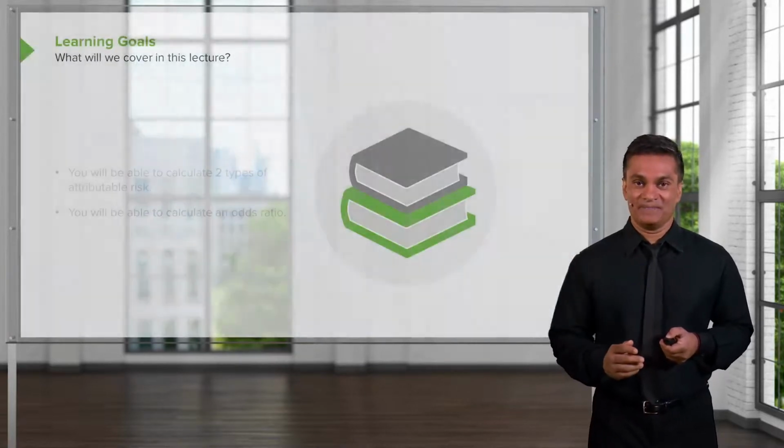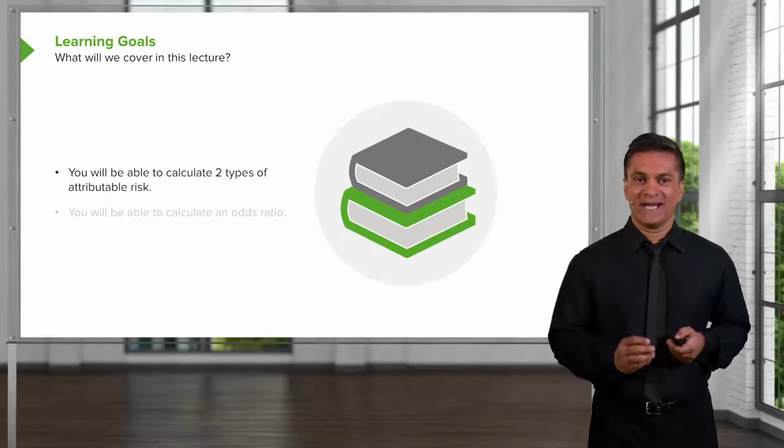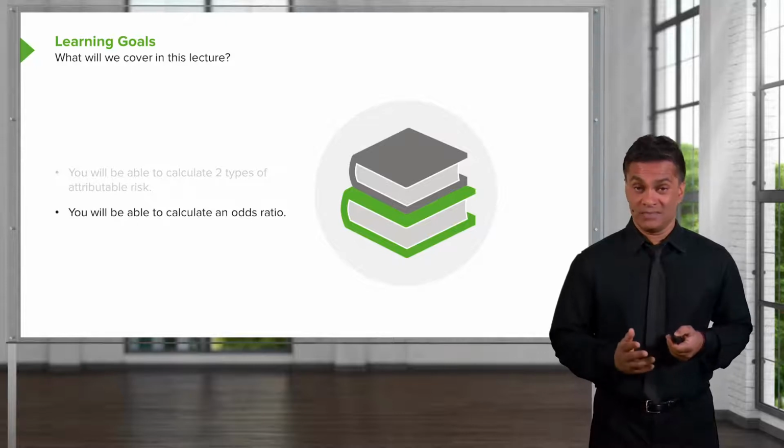So what we care about is how much of an outcome, like lung cancer, can we attribute to an exposure like smoking. So today we're going to talk about attributable risk, and you're going to learn how to calculate two types of attributable risk. We're also going to change tacks a bit and talk about something called an odds ratio, which is another kind of risk measurement.